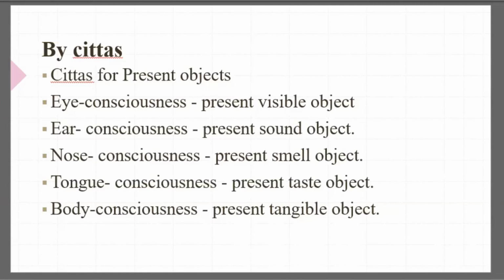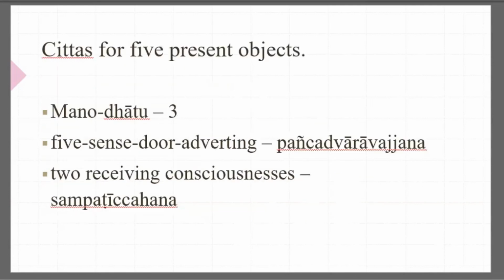Eye consciousness takes only present visible object. Ear consciousness takes only present sound object. Nose consciousness takes only present smell object. Tongue consciousness takes only present taste object. Body consciousness takes only present tangible object, that are Pathavi, Tejo, and Vayu. Next one. Cittas for 5 present objects.